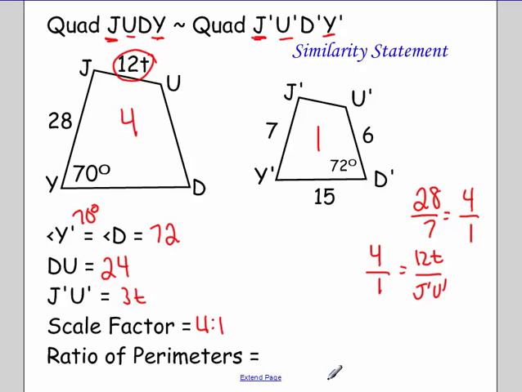Now the ratio of the perimeters is the same as the scale factor. The reason for that is one of our properties of proportions. Our scale factor, the ratio of the sides, JU over J prime U prime, is going to be the same thing if I were to add all the sides together. So if we figured out the ratio of the perimeters, that's the same thing as our scale factor.